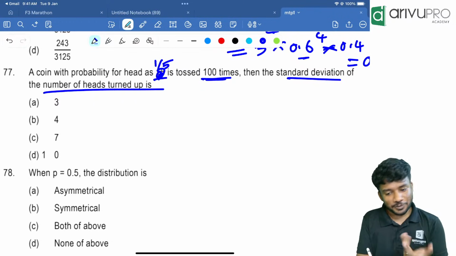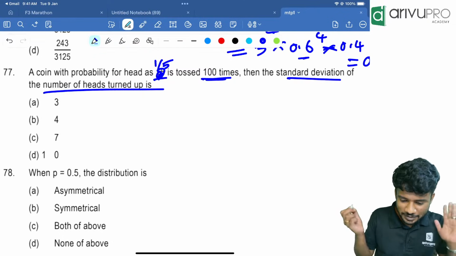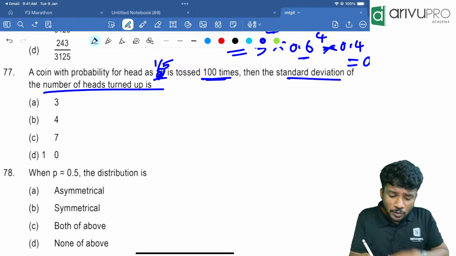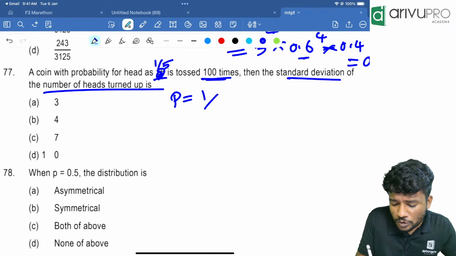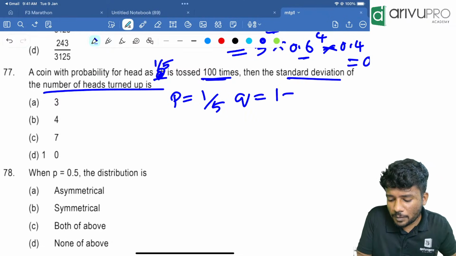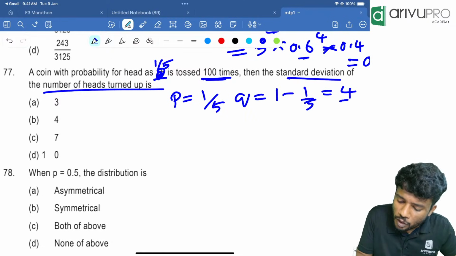So looking at that, it should be 1 by 5. I hope so. Some mistake is there in there. Okay. Now, that is the probability of success. P is equal to 1 by 5. Q is equal to how much now? 1 minus 1 by 5, which is equal to 4 by 5.